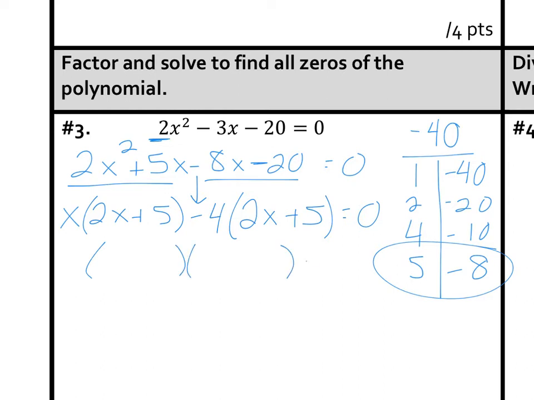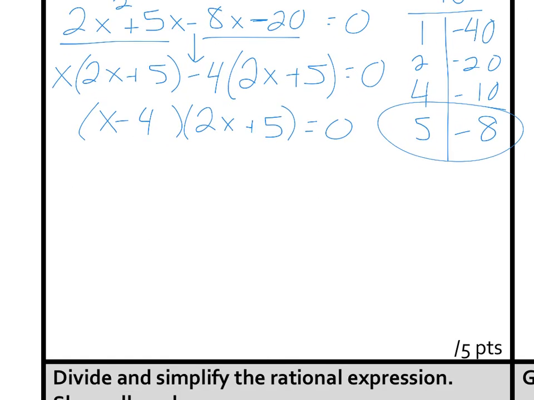Our answer for the factoring looks like x minus 4, which were the two numbers that were on the outside, and then 2x plus 5 from the matching set of parentheses. So currently we have this factored out, but we have not found the zeros. Finding the zeros means that we need to set each factor equal to 0 and solve each factor separately.